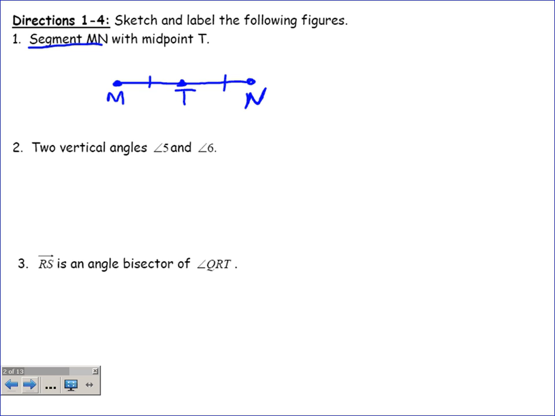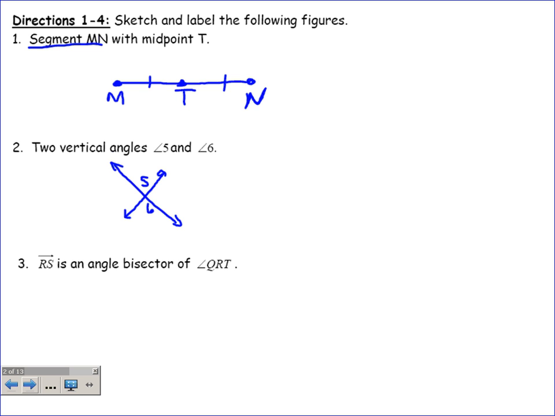I'm sorry. Two vertical angles. You remember, right? Vertical angles are usually made up of lines like this. You would just label them. Here's an example, for instance, 5 and 6 would look something like that.